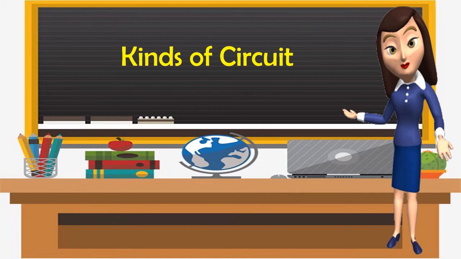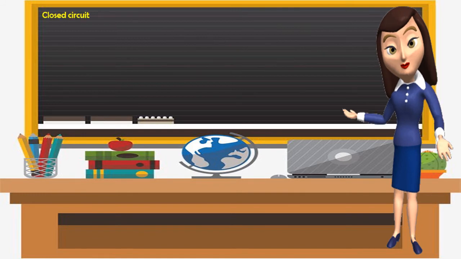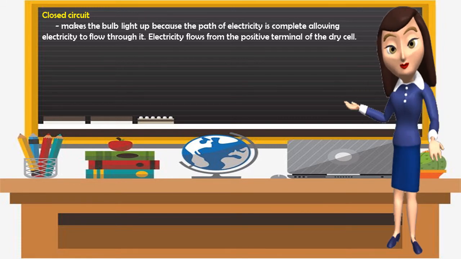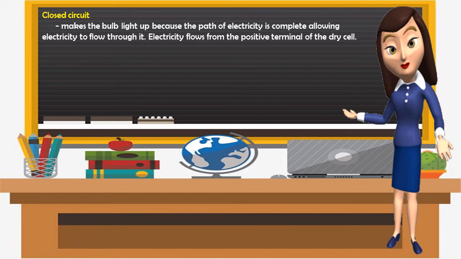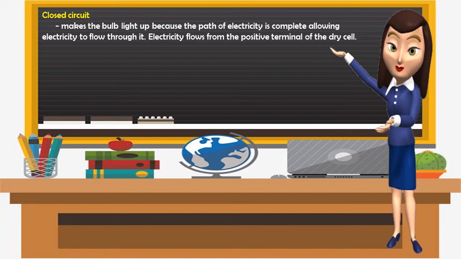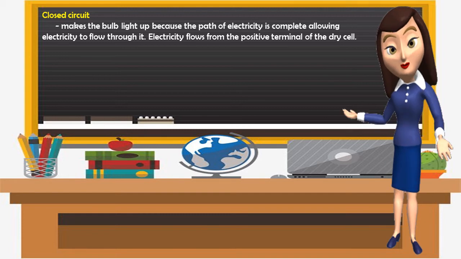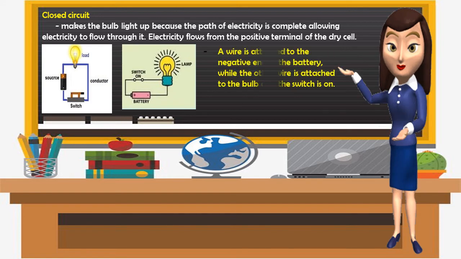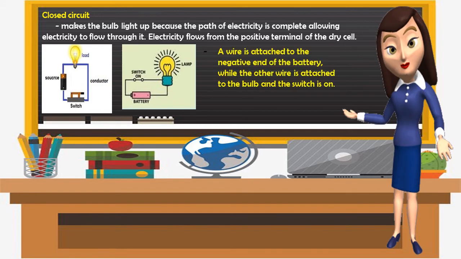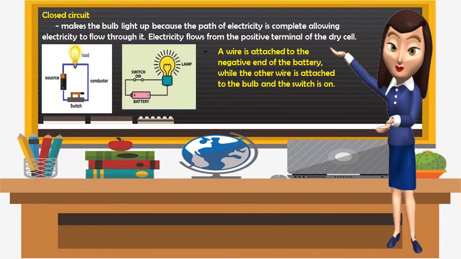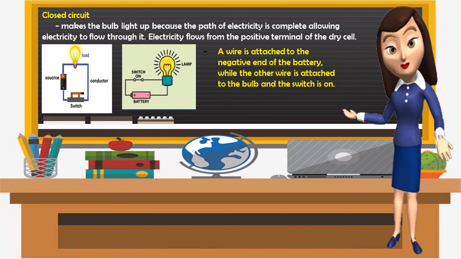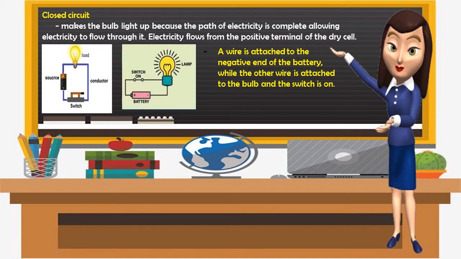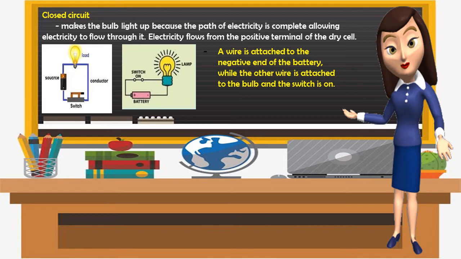Now, here are the kinds of circuit. First, closed circuit. It makes the bulb light up because the path of electricity is complete, allowing electricity to flow through it. Electricity flows from the positive terminal of the dry cell. As you can see in the pictures, a wire is attached to the negative end of the battery, while the other wire is attached to the bulb and the switch is on. So in a closed circuit, the switch is on.